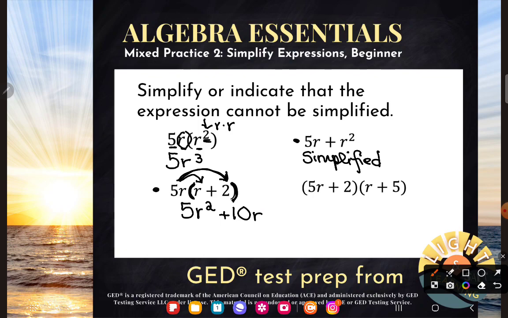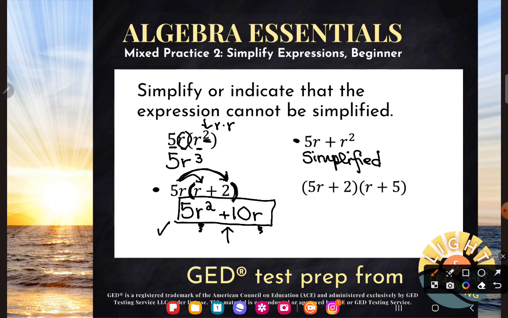And now, again, there is still another symbol here. There's an addition symbol, so if you can do it, you should. But notice, like in the last example, this is some number of r squareds. This is some number of r's. Nothing I can really do here. This is already simplified. 5r squared plus 10r.